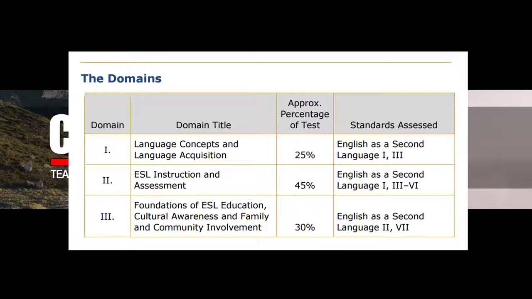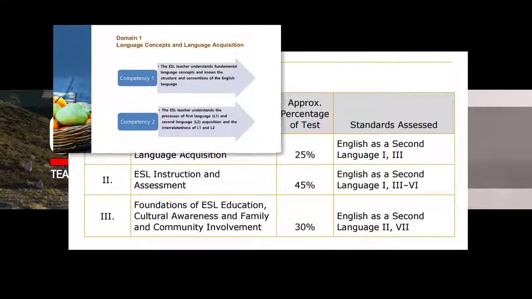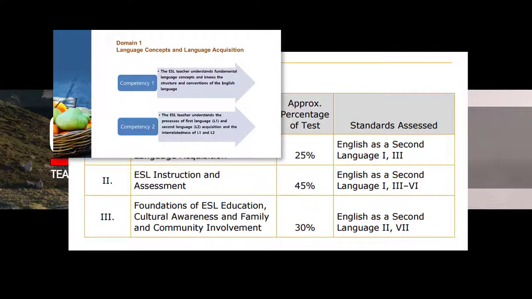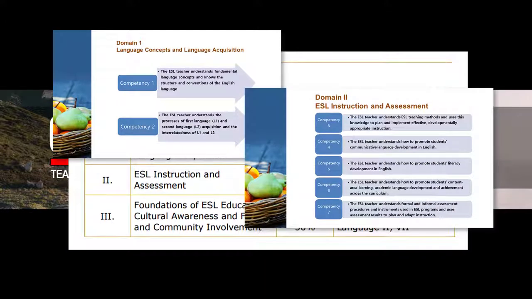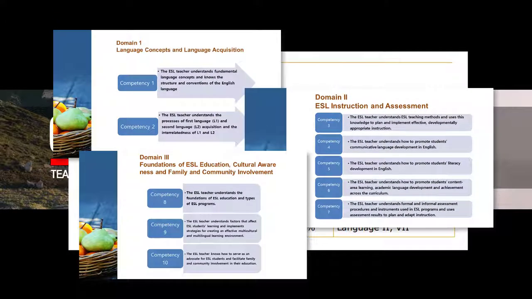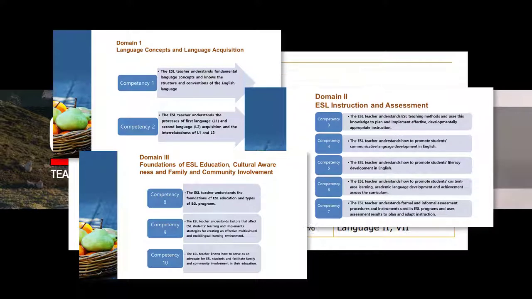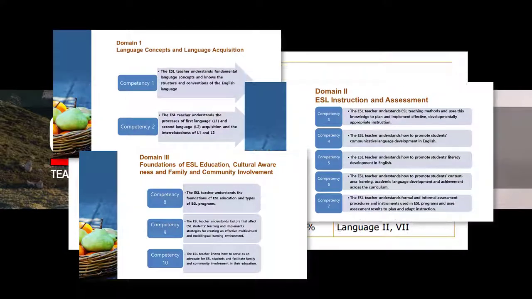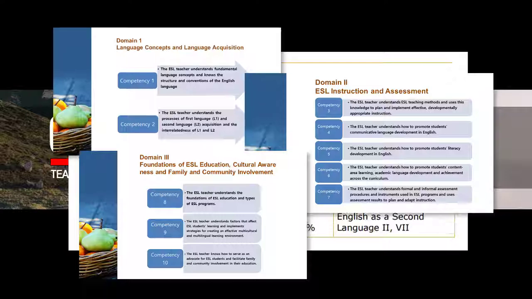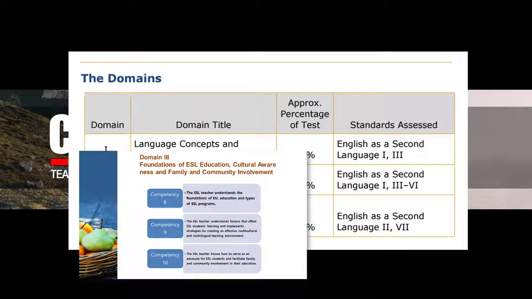Domain 1, Language Concepts and Language Acquisition. 2, ESL Instruction and Assessment. And 3, Foundations of ESL Education, Cultural Awareness, and Family and Community Involvement. These domains are then divided into many more subcategories, which they call competencies. Within the Module 1 folder, you will find the official preparation manual for the exam. The required reading for this first week is to read through this document and to familiarize yourself with the 3 domains and 10 competencies that are to be tested on this exam.